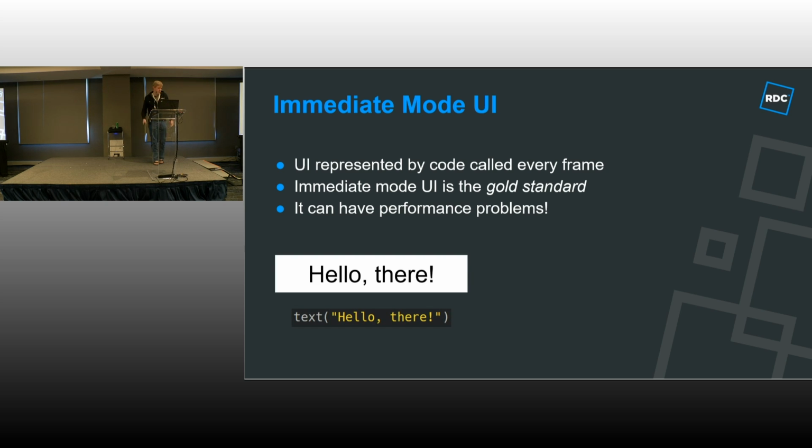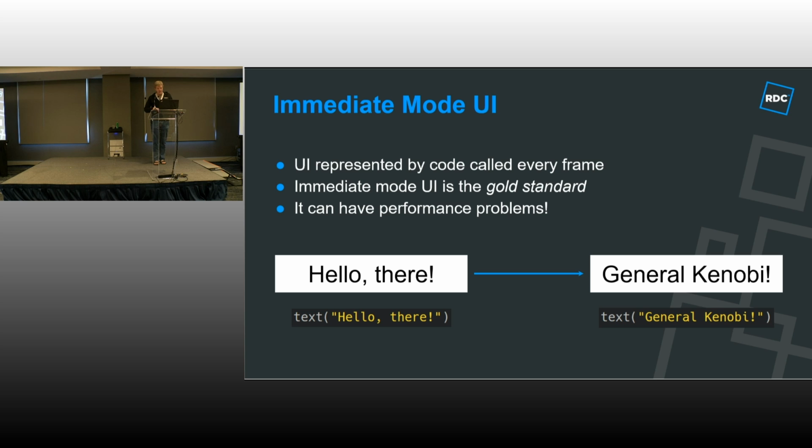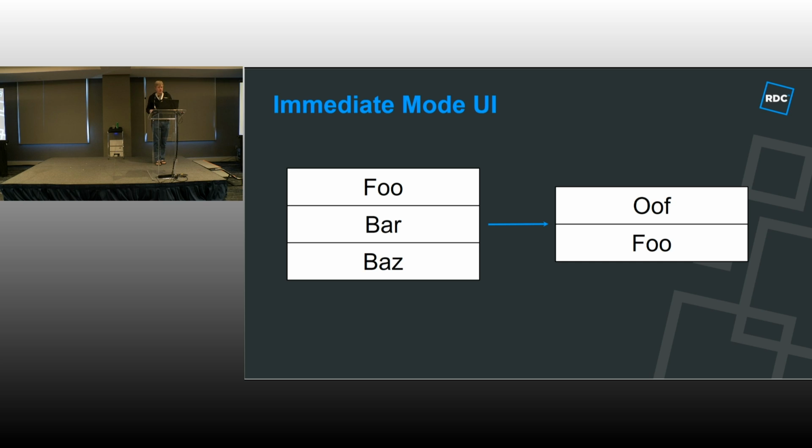So we'll talk about the text label example. In an immediate mode UI system, we can just say the text is hello there. When we transform to our great exclamation, all we have to do is change what we call every frame. It does mean that our code runs every single frame. Again, downsides in performance.